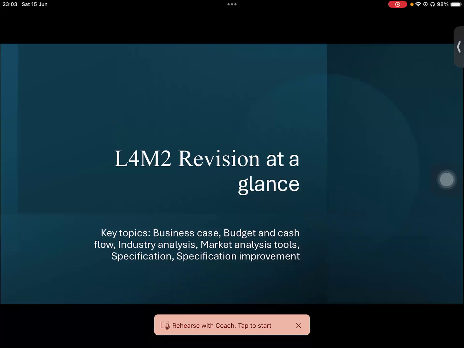With today's event, I am only focusing on some topics: the business case, the budget and cash flow, and the questions about those topics as well. Then the industry analysis, the start of chapter 2, about two different market analysis tools, including the product life cycle and the Porter's five forces process. Then the specification, especially two types of specification, conformance and performance, and finally the methods to improve the specification: standardization, value analysis, value engineering.